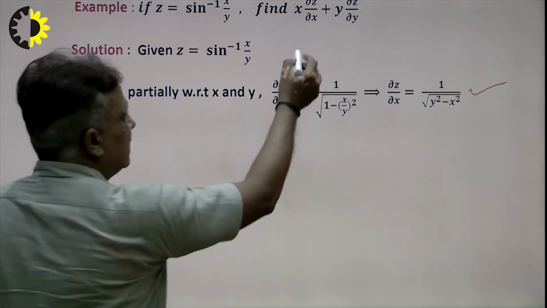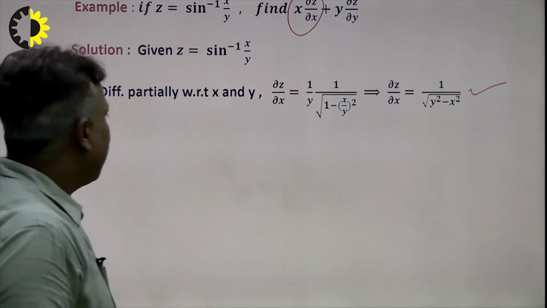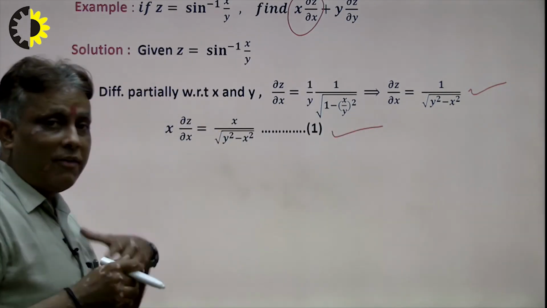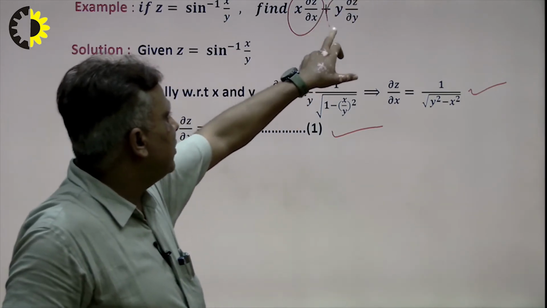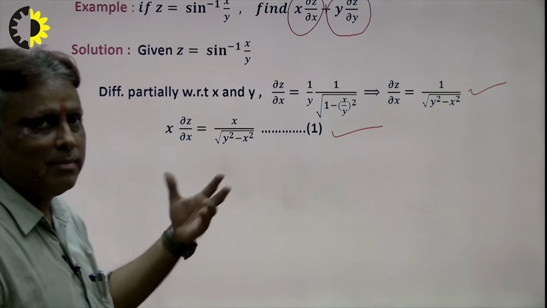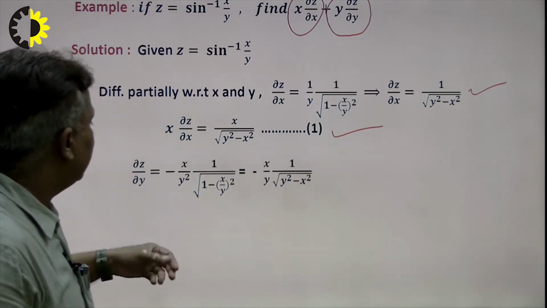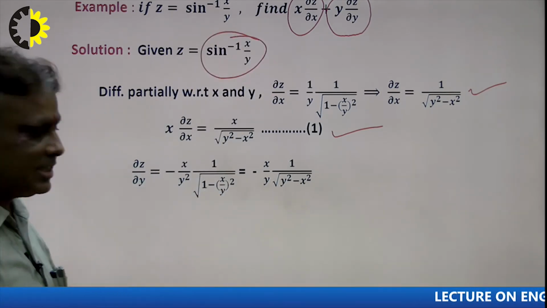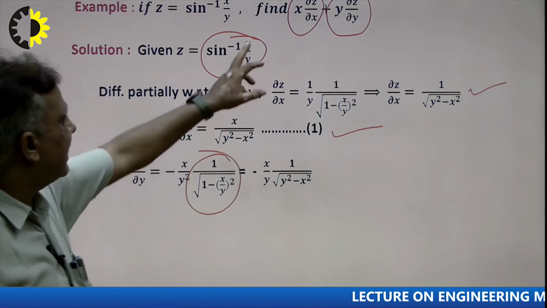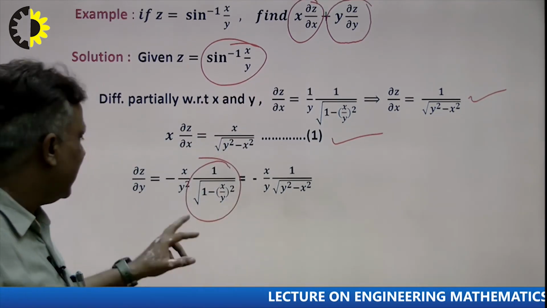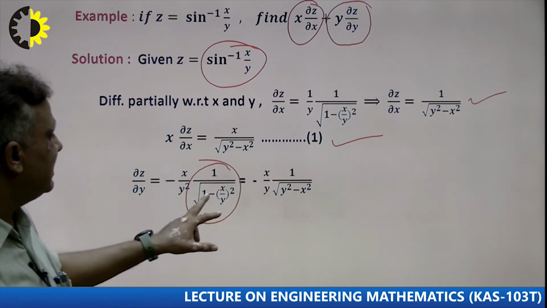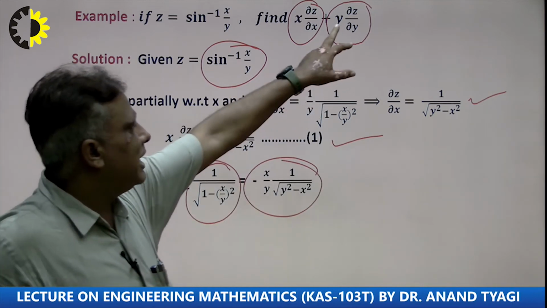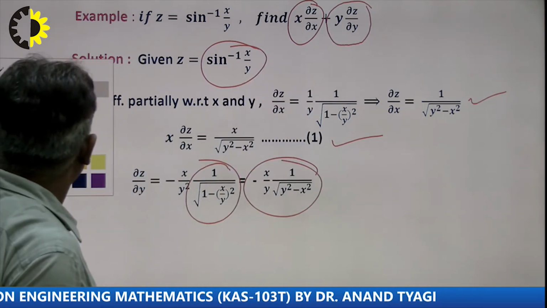Now our aim is to calculate this portion. First of all, we multiply by x here. So this is equation number one. Now our aim is to calculate the other portion. That means first differentiate z with respect to y and then multiply by y. So we calculate the differentiation of sine inverse x upon y; the first part is the same. Now the differentiation of x upon y with respect to y is minus x upon y², and y cancels out, so this will be minus x upon y, this will be the result. Suppose I multiply on both sides by y, because this is our aim. So what will be the result here?